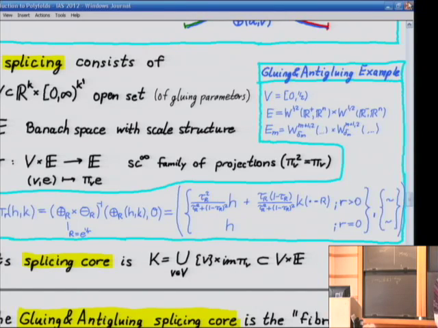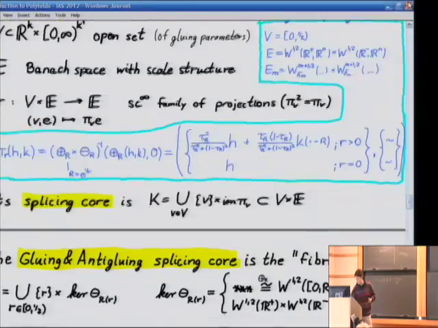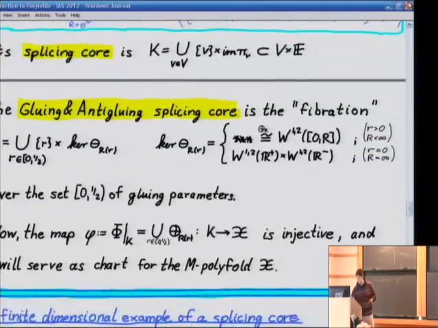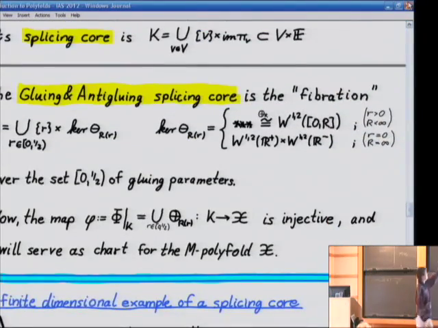And what's happening here is we're projecting onto the kernel of the minus gluing. There's your formula. You get some atrocious thing. Note that it does involve shifts, so this is only going to be scale smooth, not smooth. And then the splicing core is simply the family of images of this projection.